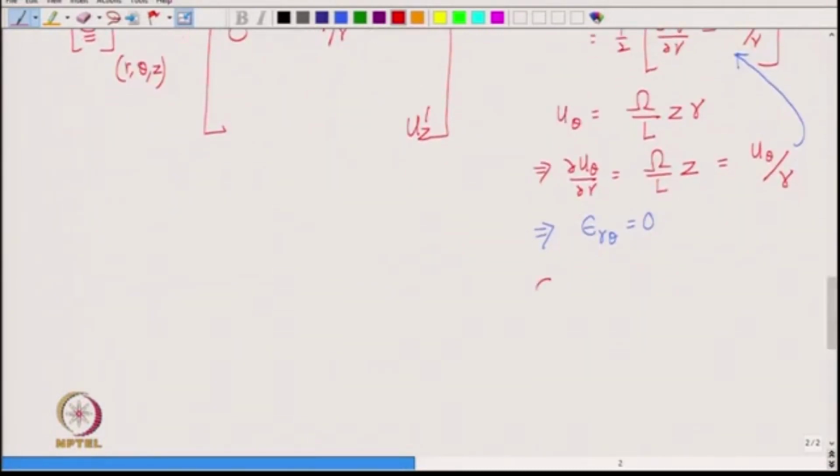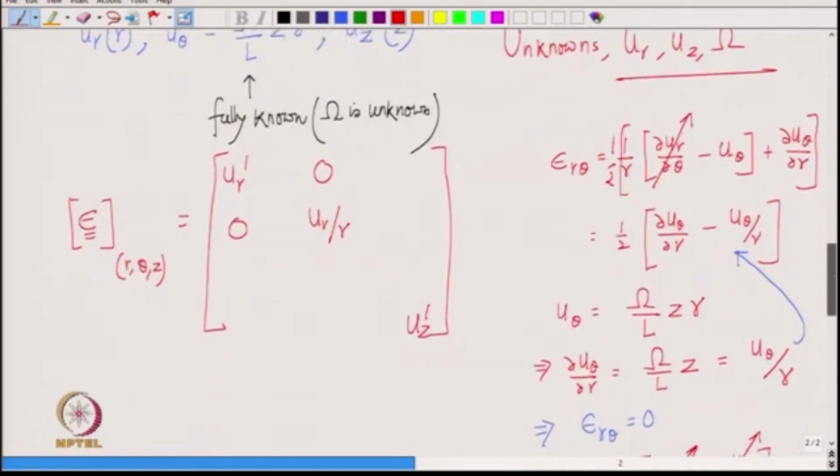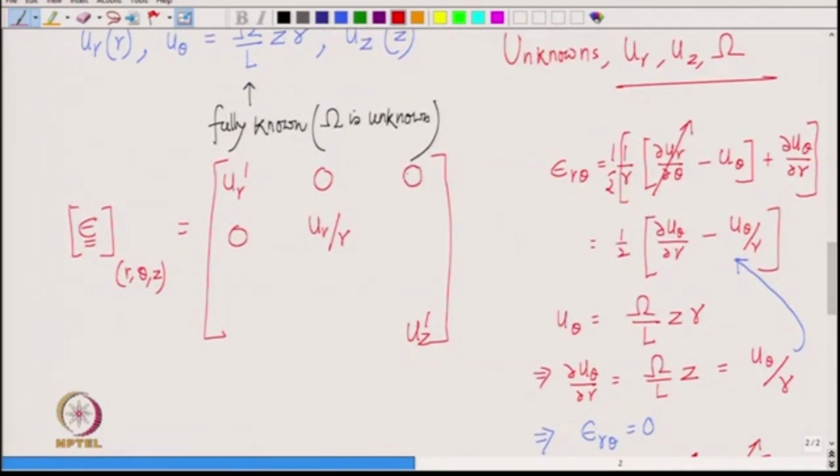Now, talk about epsilon r z. That is half of del u r over del z plus del u z over del r, and this is again 0, because u r is only a function of r and u z is only a function of z. So, we can come back to this matrix and write 0 here.